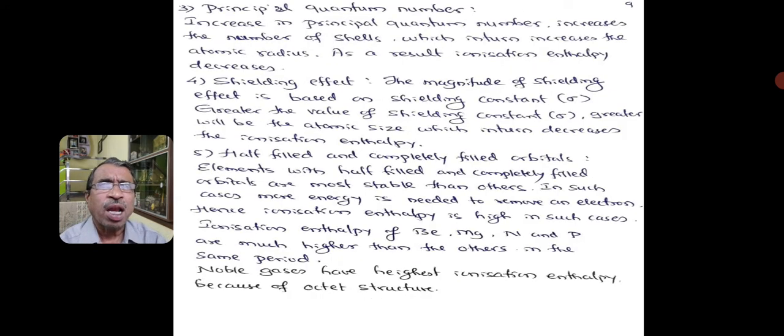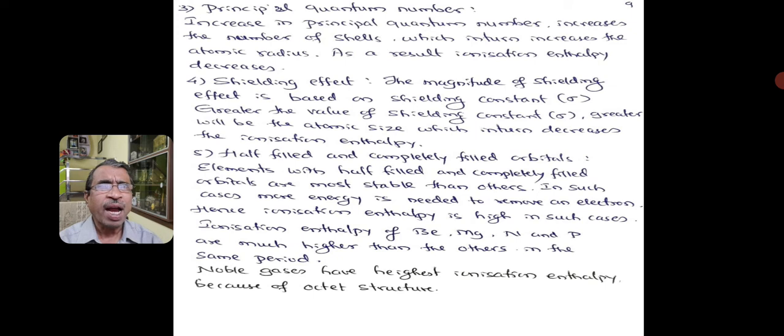Ionization enthalpy also depends upon the principal quantum number. Increase in principal quantum number increases the number of shells, which in turn increases the atomic radius. As a result, ionization enthalpy decreases. Another factor is the shielding effect. The magnitude of shielding effect is based on shielding constant, that is sigma. Greater the value of shielding constant, greater will be the atomic size, which in turn decreases ionization enthalpy.